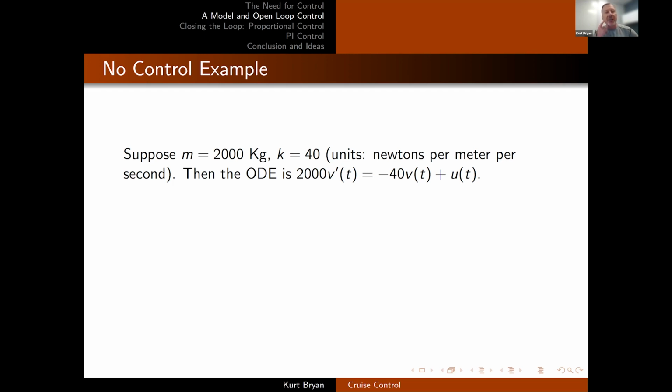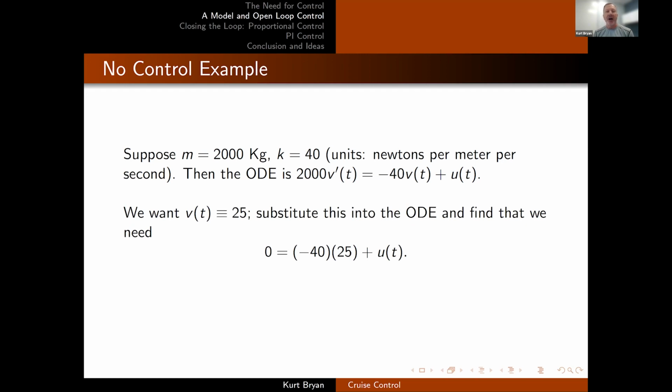The ODE there, you see there, 2000 v prime equals negative 40 v plus u(t). And if u(t) was 0, the car would grind to a halt. So we need to pick u(t). In open loop control, we need to pick u(t) so that it maintains the car at the desired 25 meters per second. Well, it's very simple in this case.